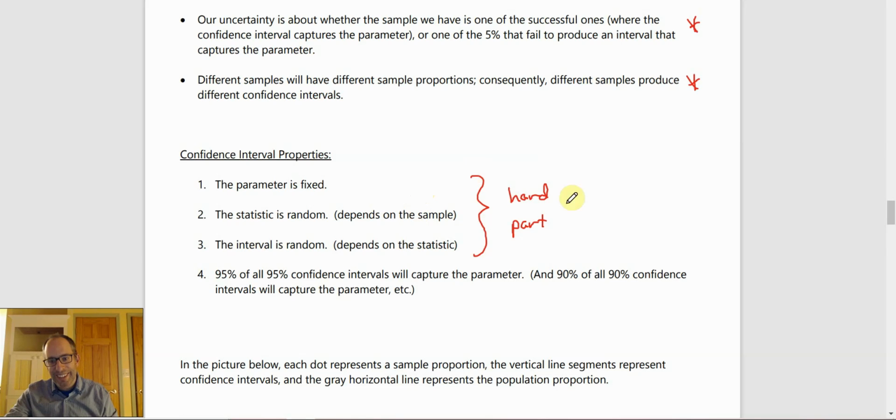Whew, lots of stuff there. That's why I said this was the hard part. If this is a thing that you can wrap your head around, saying it in more words doesn't really help. It's one of those things where you just have to think about it for a few minutes and then you go, oh, okay, now I get it. But it's not terribly intuitive. So it does take a little bit of sitting there thinking about it. But then, yeah, 95% of all 95% confidence intervals are going to capture the parameter, and so forth.